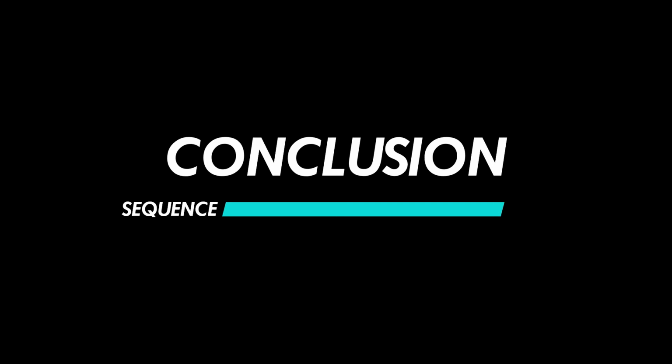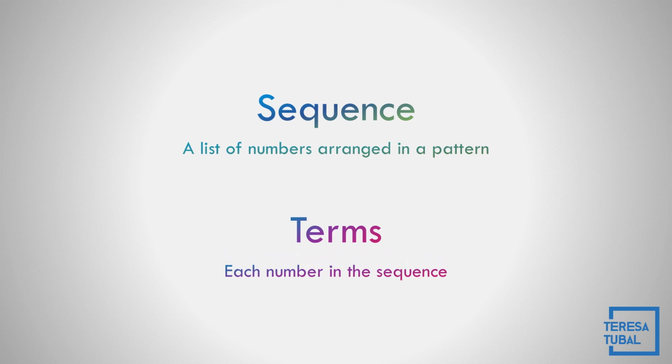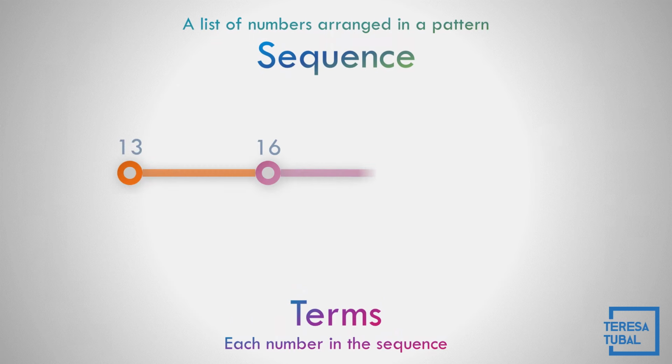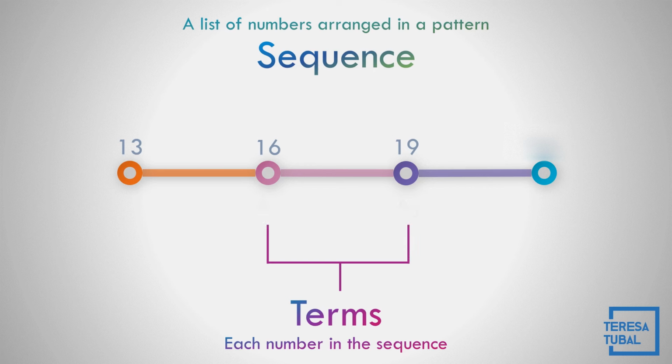So what have you learned? Sequence, a list of numbers arranged in a pattern, while the terms are each number in the sequence. Example of the sequence is 13, 16, 19, and 21. The number of terms is 1, 2, 3, and 4. So the number of terms of this sequence is 4.